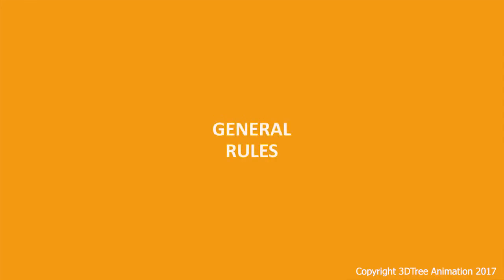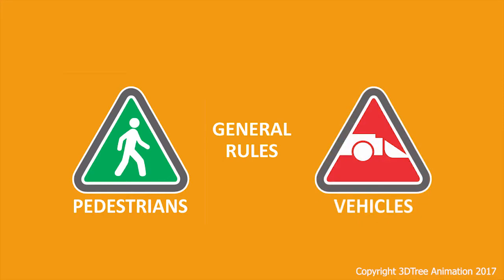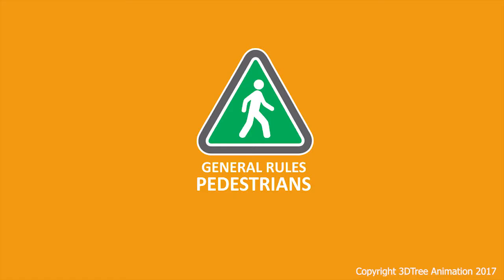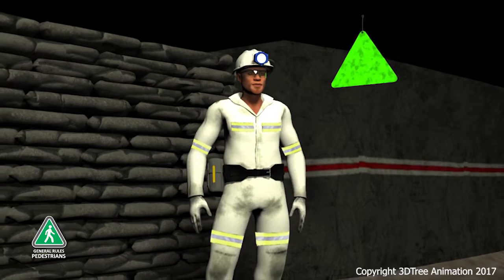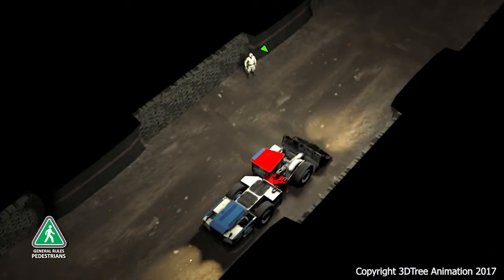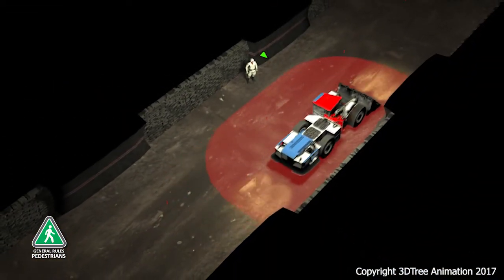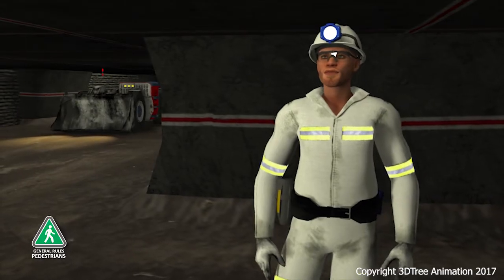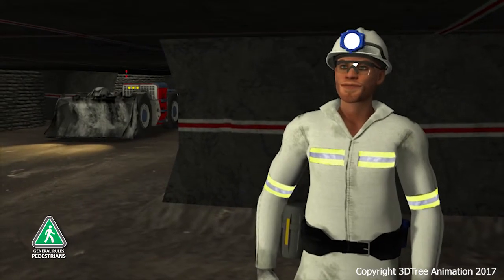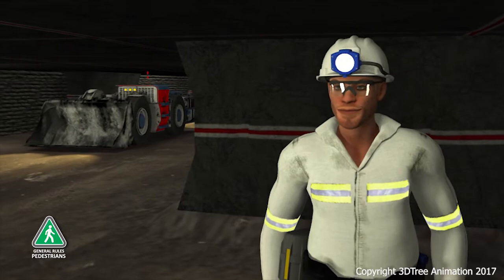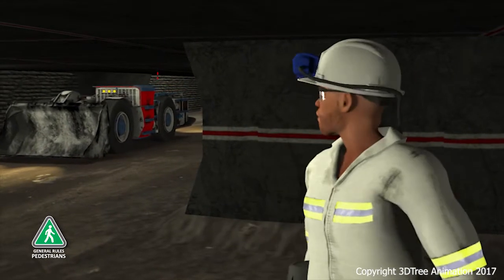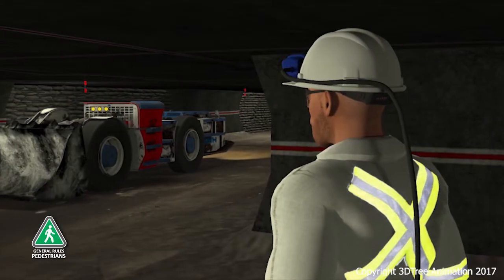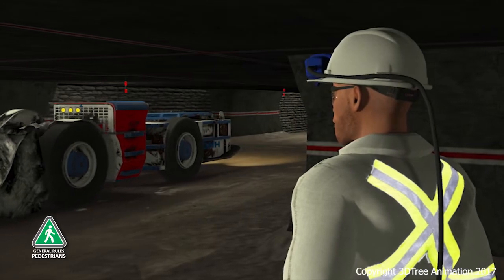There are a few general rules that pedestrians and vehicle operators must follow when in the workplace. Let's have a look at the general rules for pedestrians. 1. A pedestrian must always be a minimum of 5 meters away from any vehicle operating in any area. 2. When a vehicle approaches, the cap lamp of the pedestrian will start to flicker, indicating that a vehicle is close by. The pedestrian must locate the vehicle and signal the operator by using his cap lamp. The driver will acknowledge the pedestrian by using the vehicle's horn.